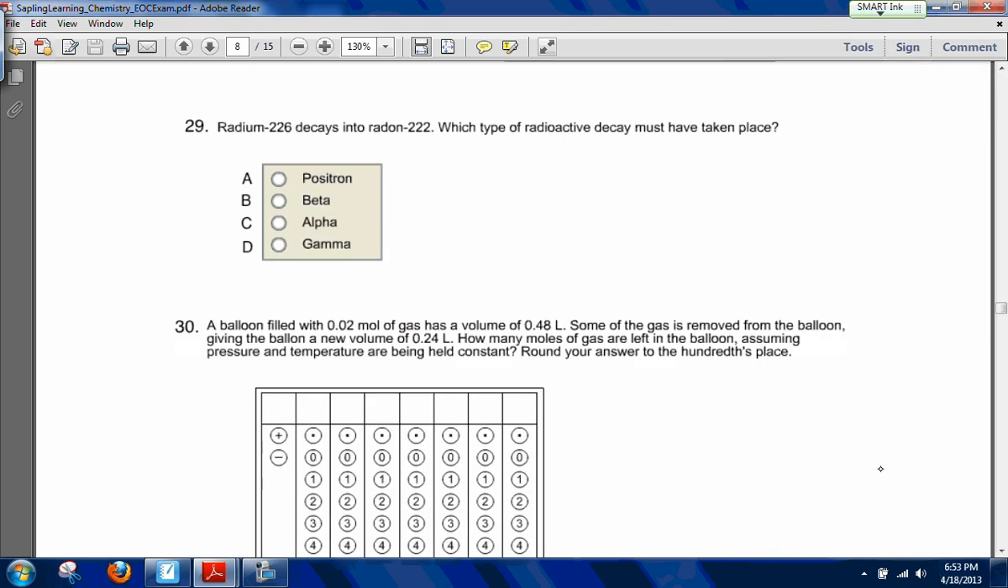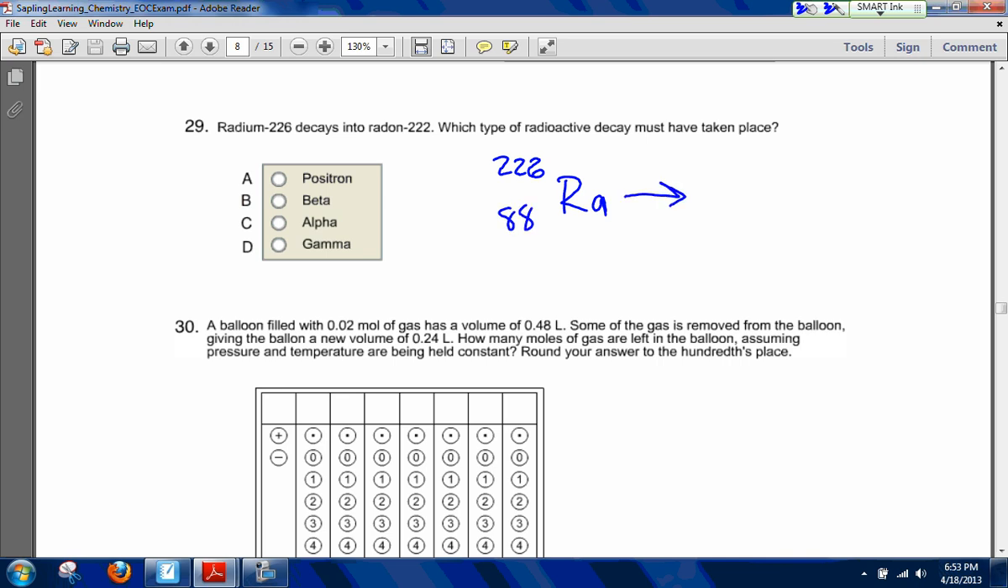All right, next one. Radium-226 decays into radon-222. Which type of radioactive decay must have taken place? All right, so we're going to start with radium. I don't know what radium is off the top of my head, so I got to go to my formula chart. And it is Ra. This is radium-226, so I put its mass, 226, on top. And on bottom, I am going to put its atomic number, which is 88.